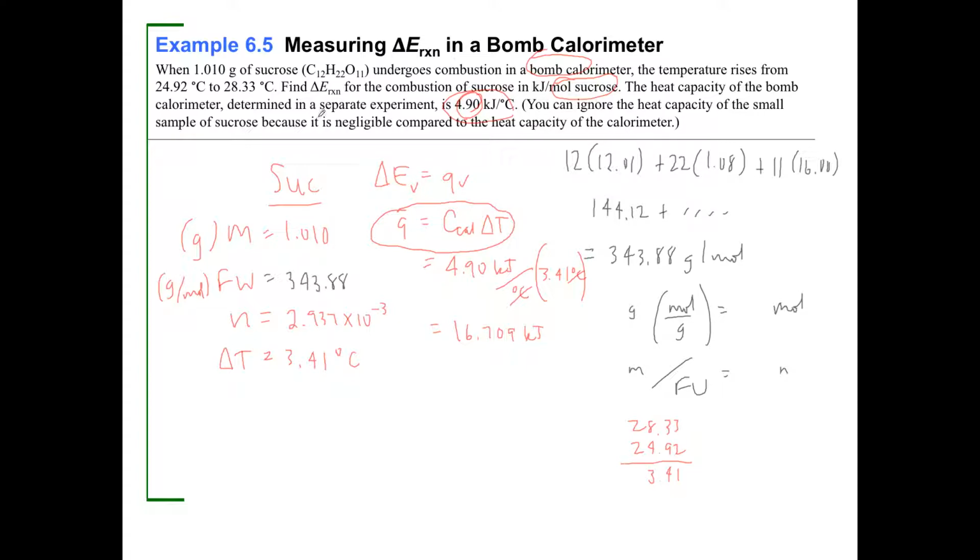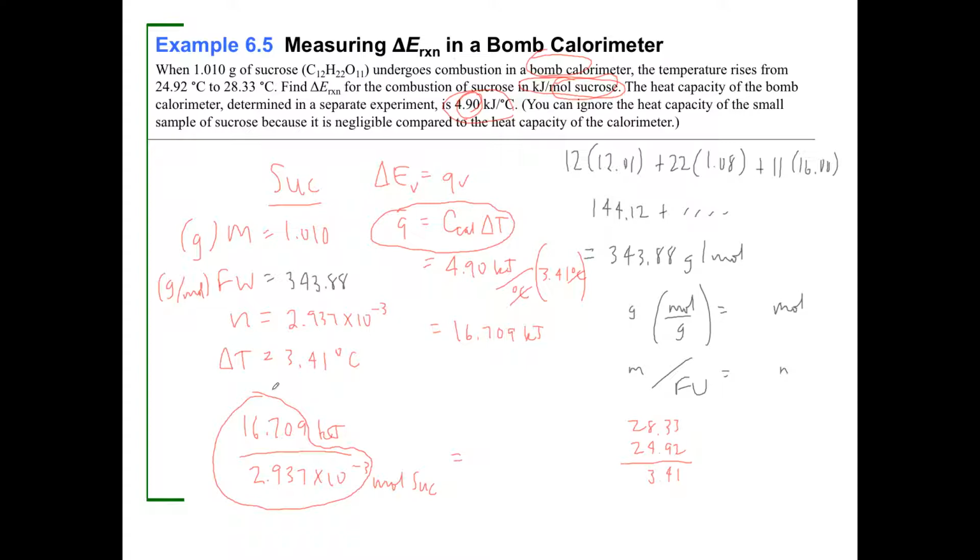the heat, in kilojoules per mole of sucrose. So we know how many kilojoules are there, right? 16.709 kilojoules. And how many moles of sucrose? 2.937 times 10 to the minus 3 moles of sucrose, okay? So if I just take these two numbers and divide them, I will be done. That'll be in kilojoules per mole of sucrose.